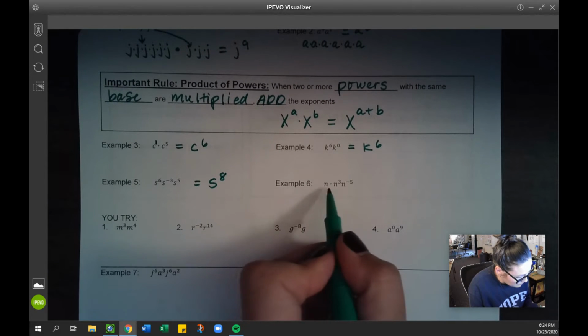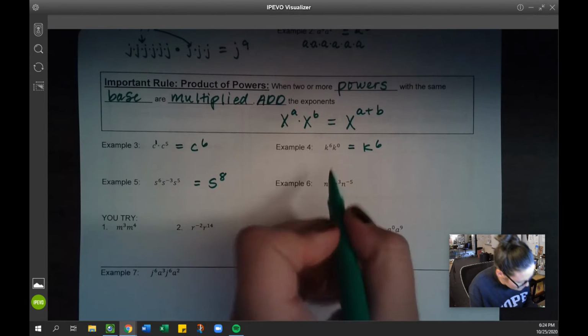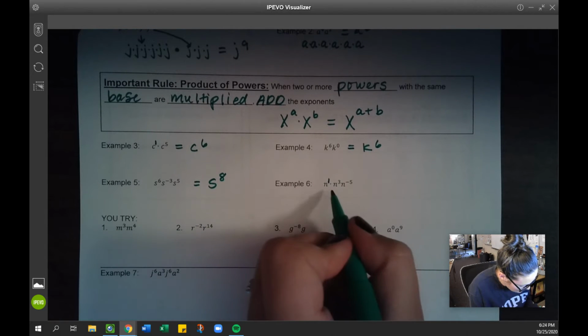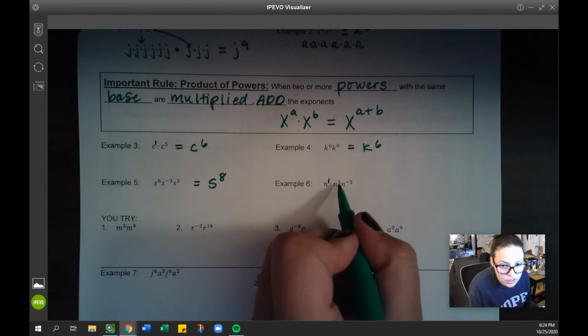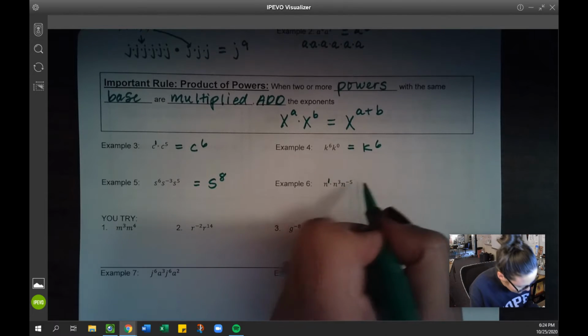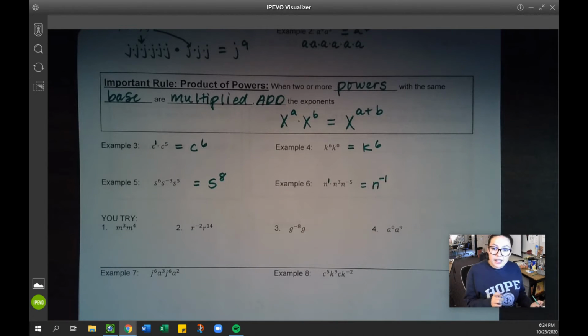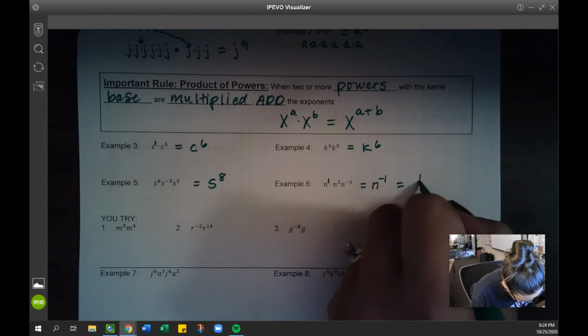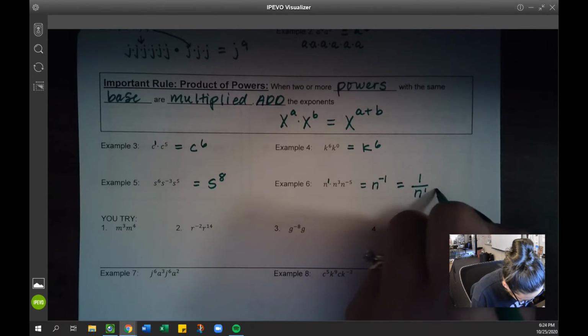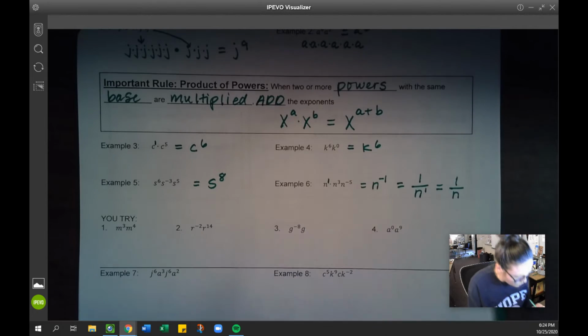All right, example 6. N is really n to the 1. So I'm going to do 1 plus 3, which is 4, plus negative 5, which is n to the negative 1. Now, I can't leave my answer with a negative exponent, so I'm going to rewrite this as 1 over n to the 1, which is really just 1 over n.